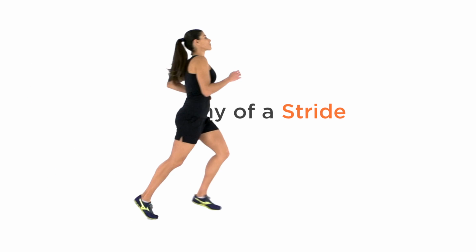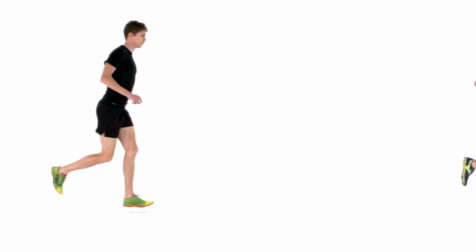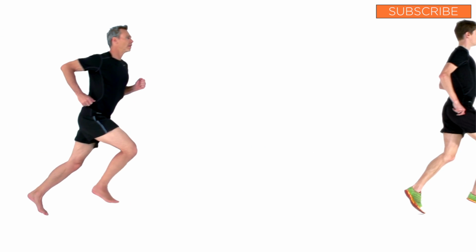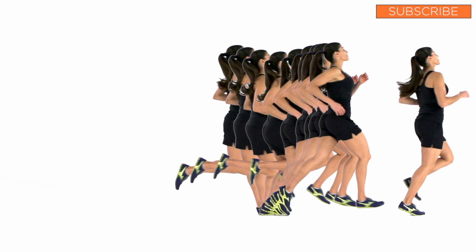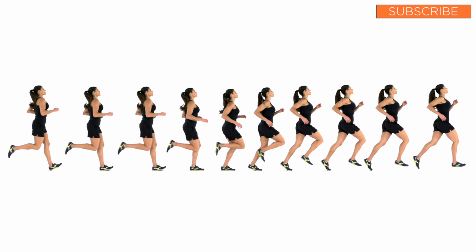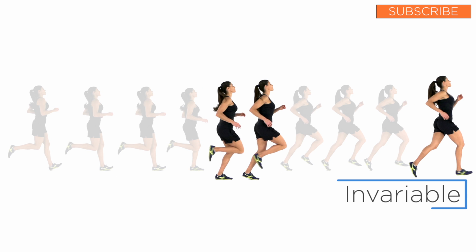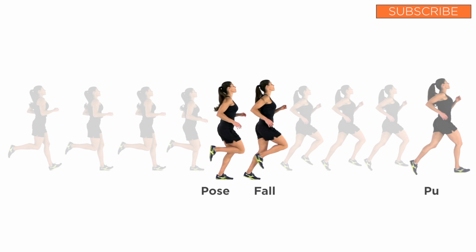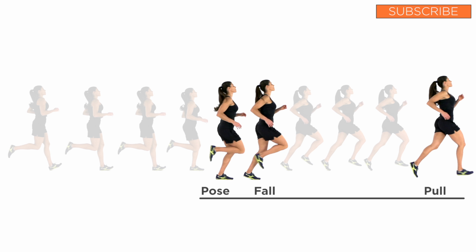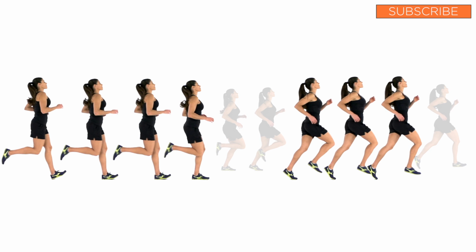Earlier I noted that when watching runners, they all looked different but seemed to be doing something similar. Let me explain what I meant by that. When you run, your stride is made up of two groups: variable elements and invariable elements. The invariable elements are pose, fall, and pull, and performing those properly helps you prevent injuries, run faster, and run longer. The variable elements are unnecessary add-ons. They do nothing but injure you, slow you down, or tire you out.